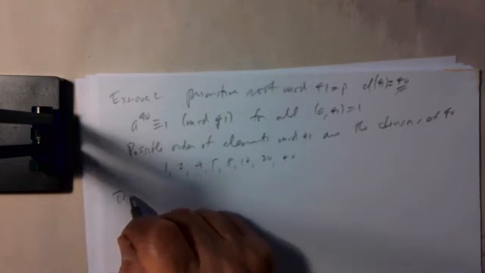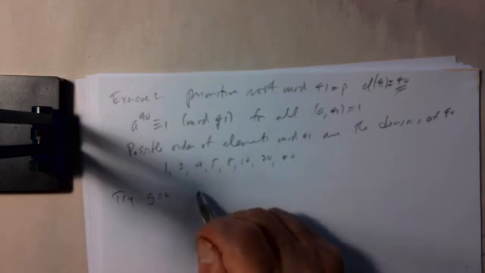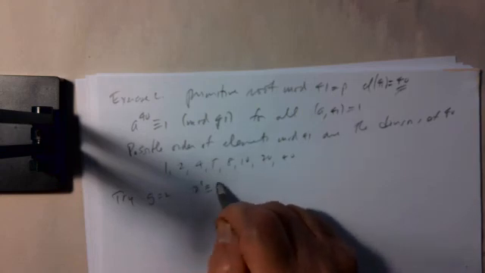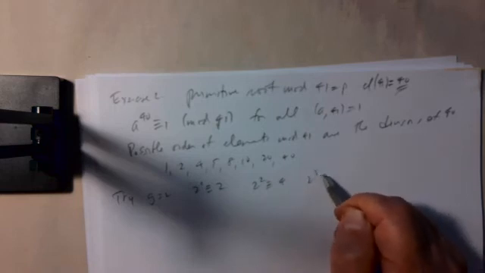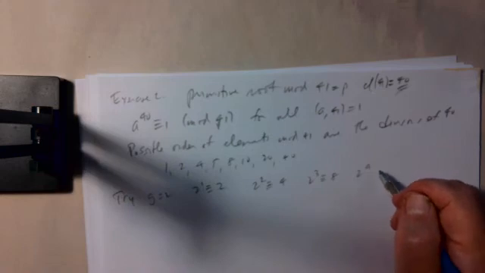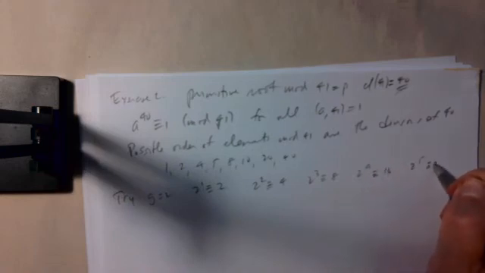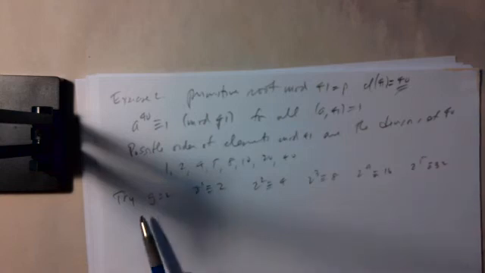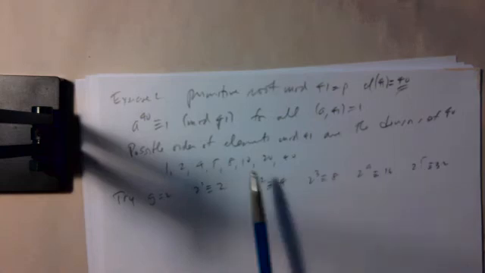So let's start by trying g equal 2. So what are the powers of 2 mod 41? 2 to the first is 2. 2 squared is 4. 2 cubed is 8. 2 to the fourth is 16. 2 to the fifth is 32. So 2 doesn't have order 1, 2, 4, or 5.